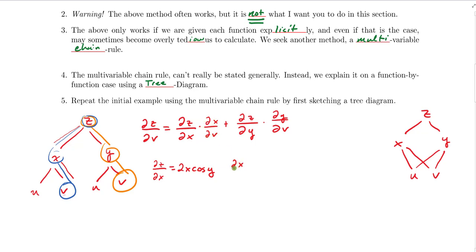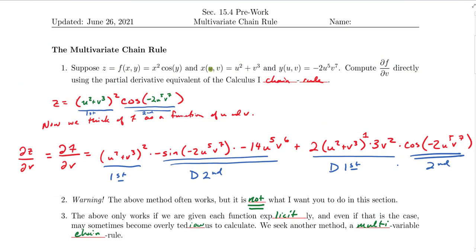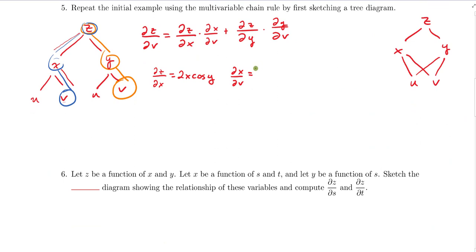We're also going to need partial x, partial v. So x is a function of u and v, but if I treat u as a constant and take the rate of change in the v direction, we would have 3v squared. We also need these partial derivatives.